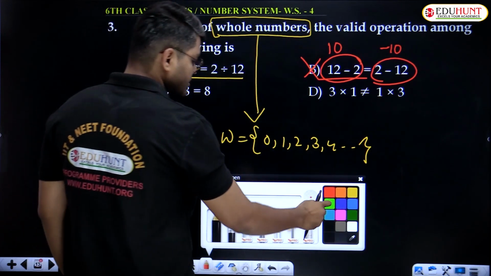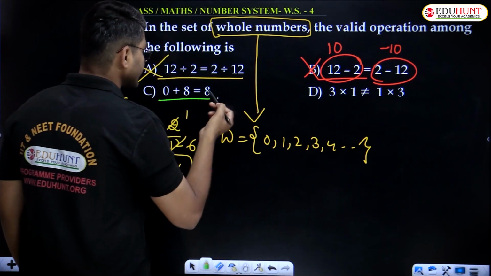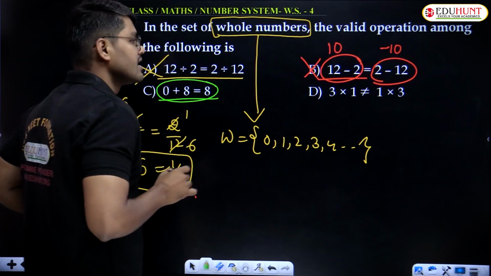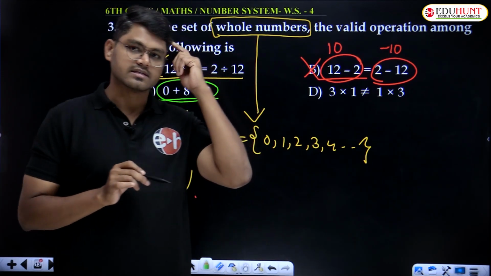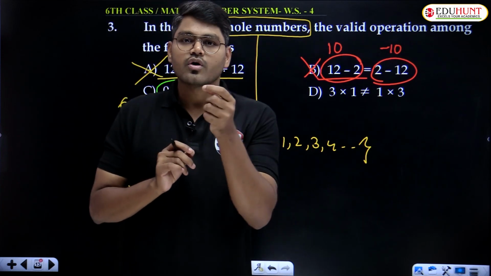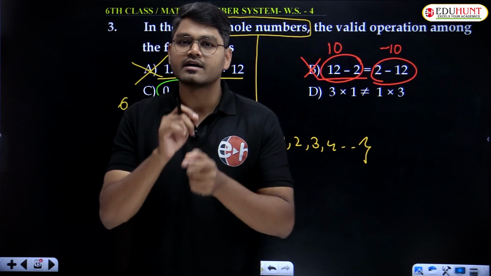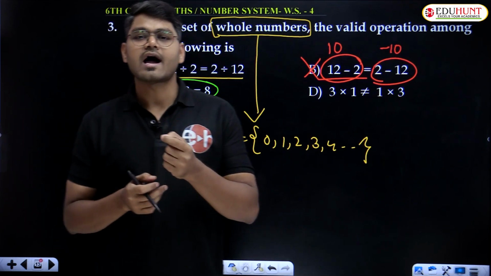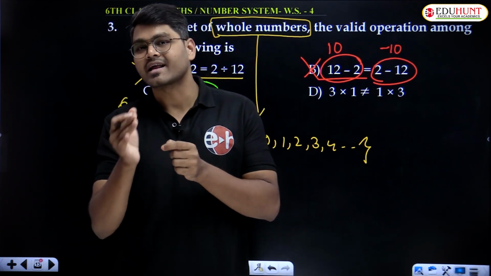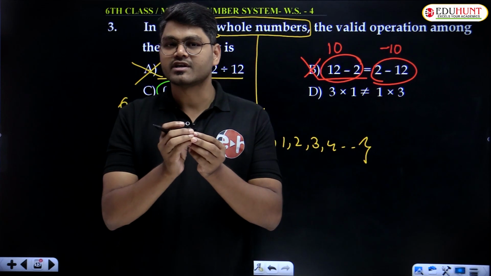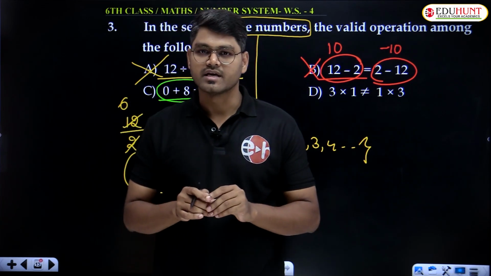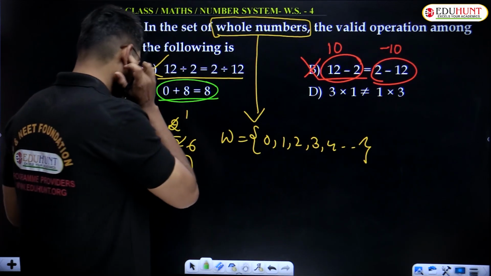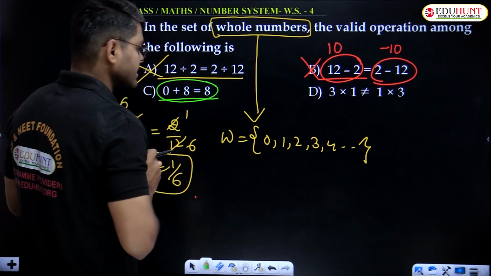Next option is C. 0 plus 8 is equal to 8. Yes, 0 plus 8 is equal to 8. Already we have discussed in the previous sessions that if you add 0 to any number, or any number to 0, the result will be the original number only. Remember that, students.